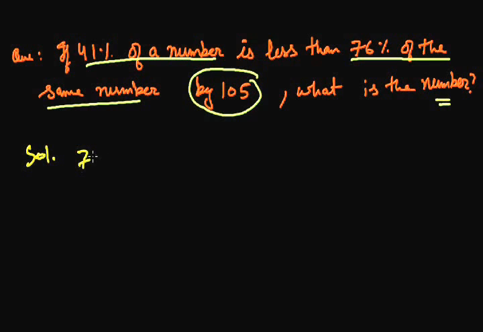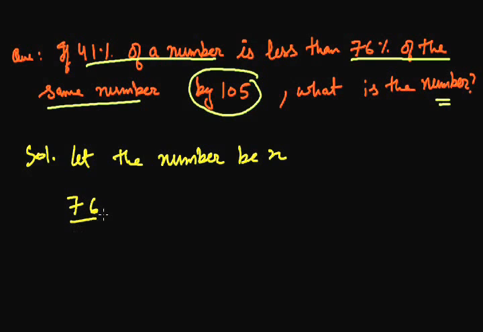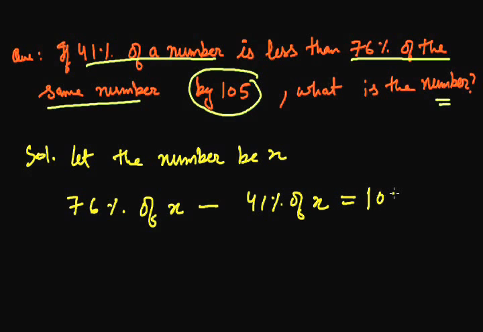First let us assume the number, let the number be x. So according to the question, 76% of the number that is x minus 41% of the same number that is x is equal to 105. See, 41% of a number is less than 76% of the number. यानी और कितना है दोनों का डिफरेंस 105.